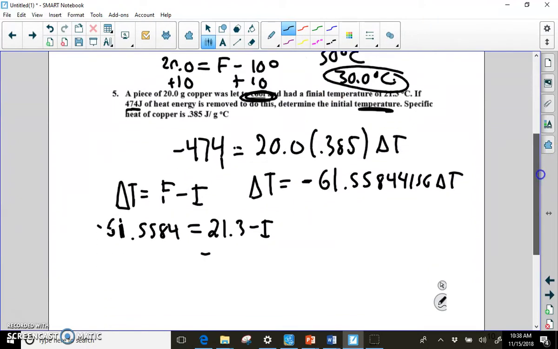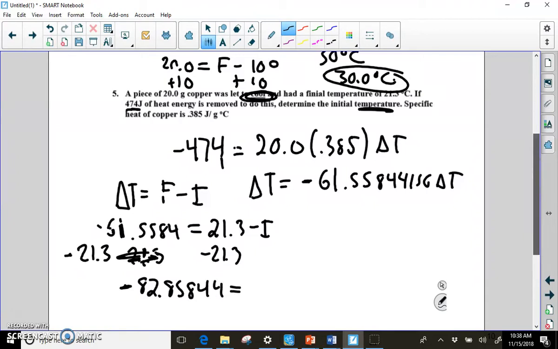So subtract this from both sides. And when you do that math, you get negative 82.8584, got to watch your negatives, is equal to, now you got to watch here, because there's still a negative I left on the initial temperature. Now, to get rid of the negative, you just change signs. And that is our final answer here. We need to sig fig the answer, so we need 3 sig figs. So our final answer is 82.9 degrees Celsius.